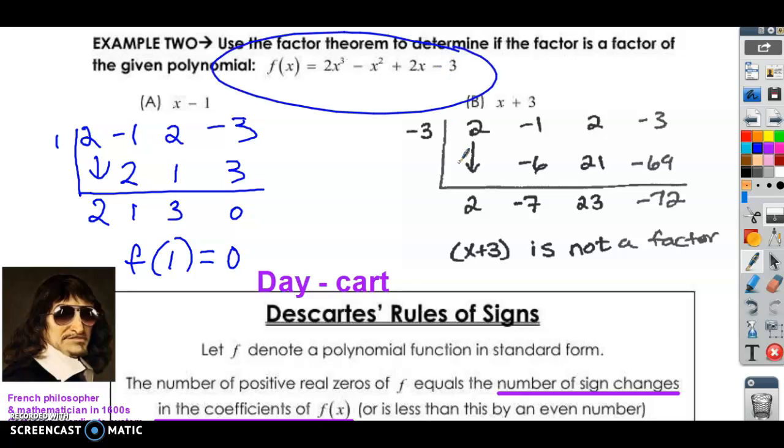And now I go ahead and try negative 3. And I see that there is a remainder. So that means that x plus 3 is not a factor of the original polynomial.